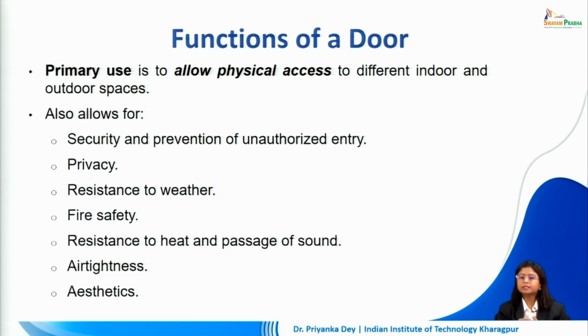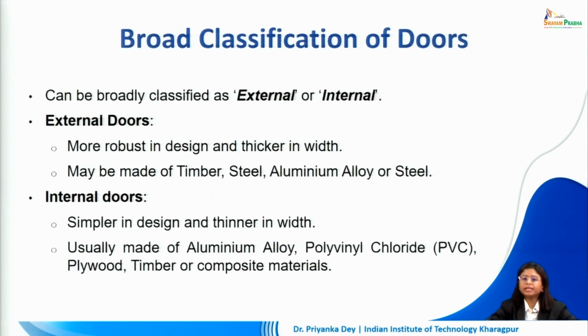So, there is a certain way we have to select the type of door suitable for any building depending upon whether or not it is susceptible to a fire hazard. Not all materials can be used for the same. Resistance to heat and passage of sound is also a prime function of a door, and also it maintains air tightness and is useful in determining the aesthetics of the building as well. Depending upon the look that we want in our building, we can decide the type or look of door that we want to select. So, broadly we can classify doors into external or internal.